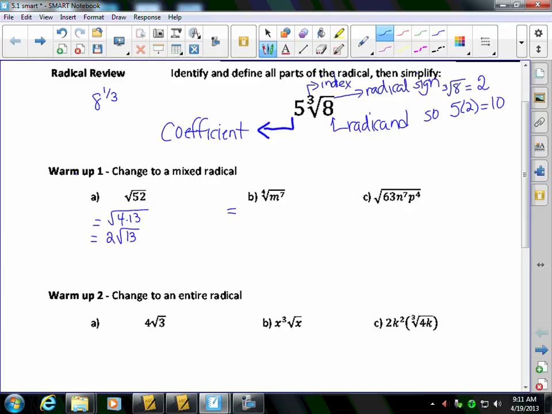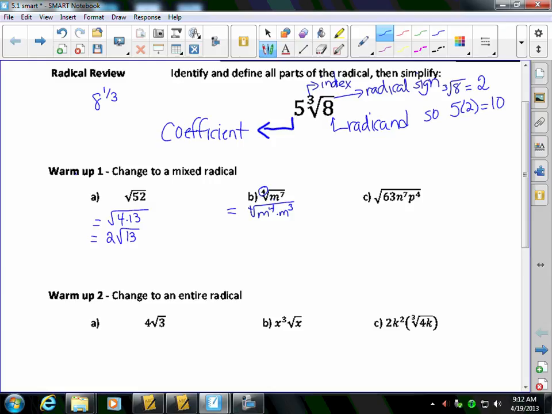So in B, we have fourth root of m to the 7th. Since my index in this one is a 4, what I'm looking for is how many sets of 4 I can take out of that. So if I rewrite this, this is the same as saying m to the 4 times m cubed. There should be a fourth root right here.